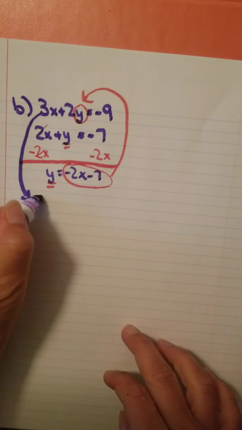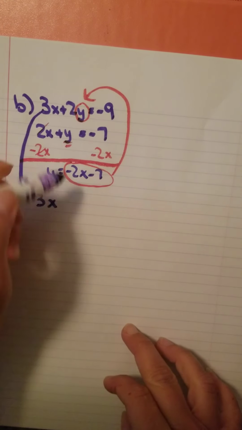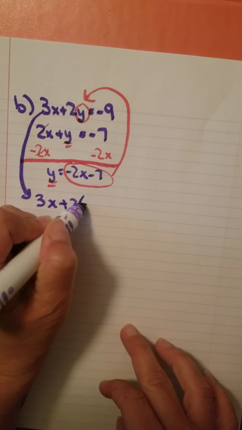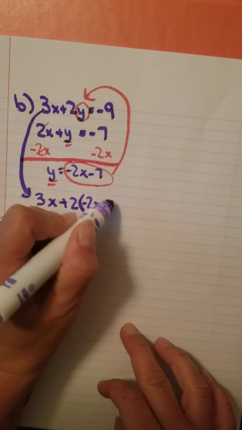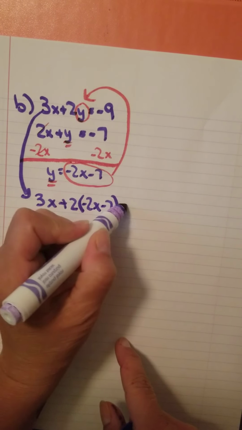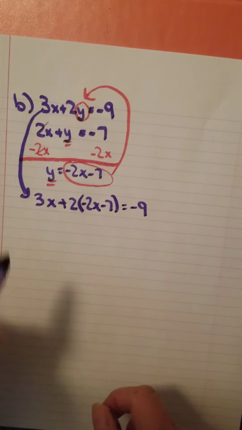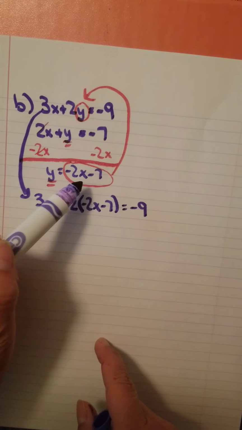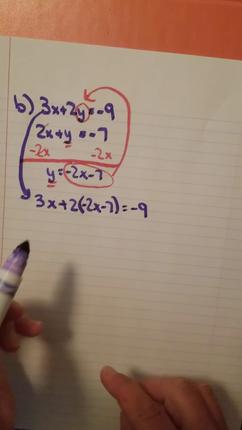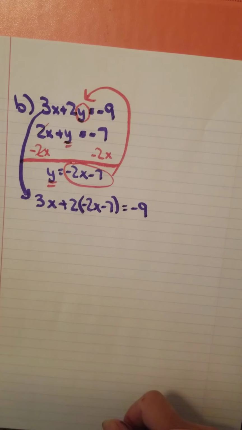So I'm going to bring this down. So we have 3x plus, now instead of 2 times y, it's going to be 2 times negative 2x minus 7. Notice I'm using parentheses. Then I'll bring down the rest of it, equals negative 9. So again, I took what y equals and I replaced that with what y equals in this equation. Since they're all the same letter, I can solve.